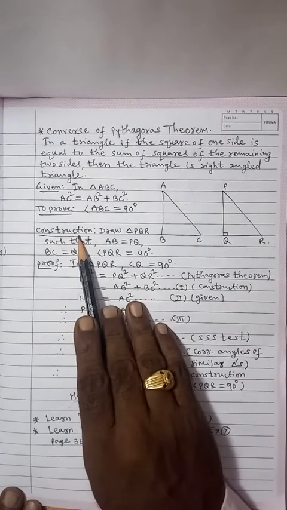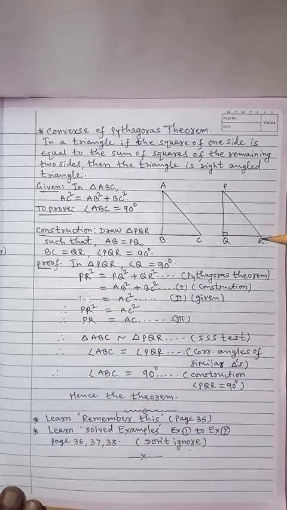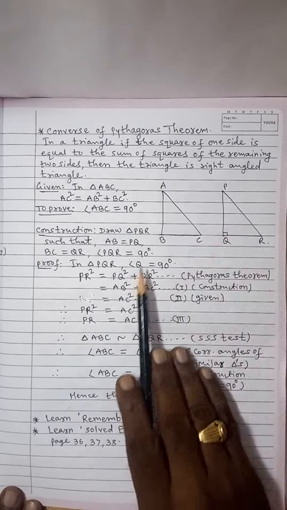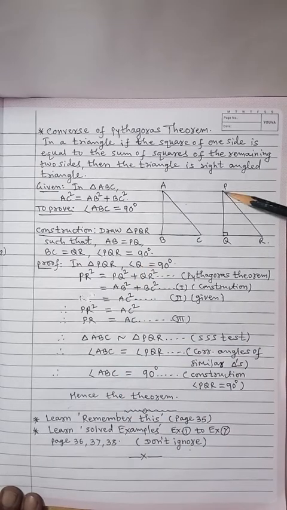Okay. Now to prove this, we have to do the construction. Draw triangle PQR. How is this triangle drawn? In which AB is equal to PQ, BC is equal to QR, and angle PQR is equal to 90 degrees. This is the construction. Now pay attention. In triangle PQR, this angle is 90 degrees. So the triangle is a right angled triangle.